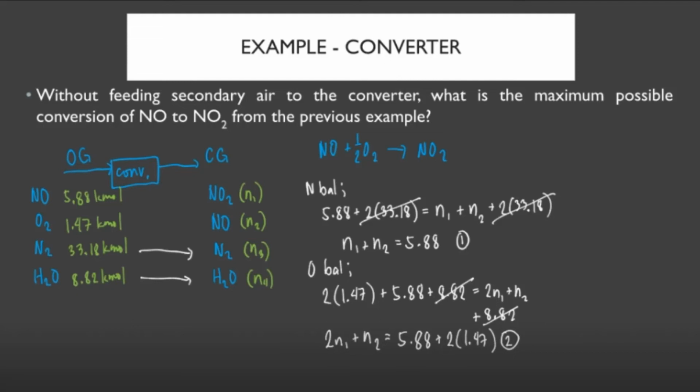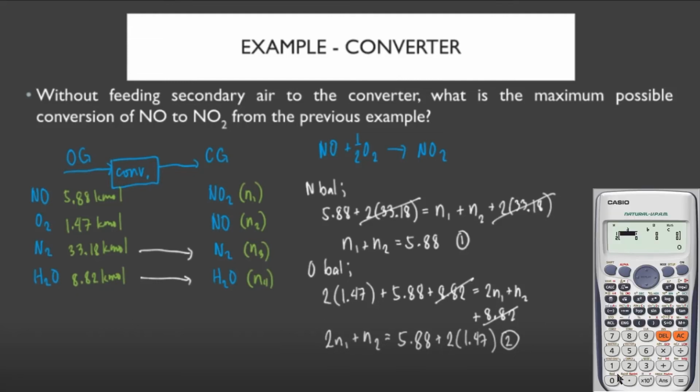Let's solve for N1 and N2. For our coefficients, for the first equation, that is 1, 1, and 5.88. For the second equation, the coefficients are 2, 1, and 5.88 plus 2 times 1.47. Solving, our N1 is 2.94 kilomoles of NO2, and our N2 is equal to also 2.94 kilomoles of NO.